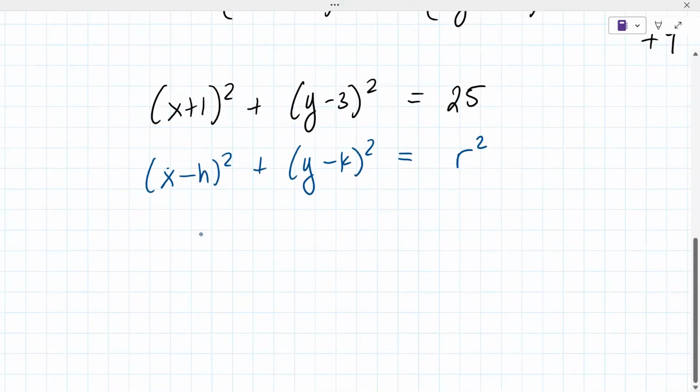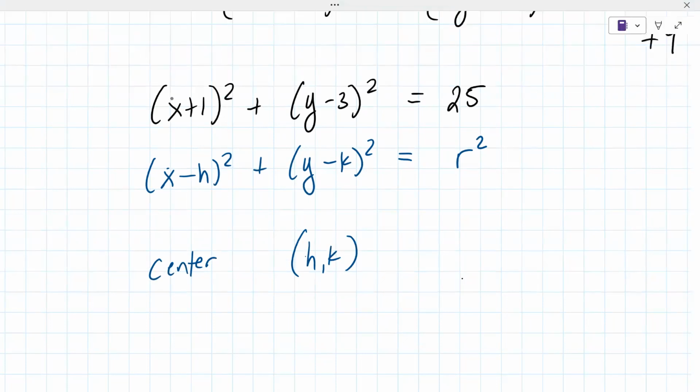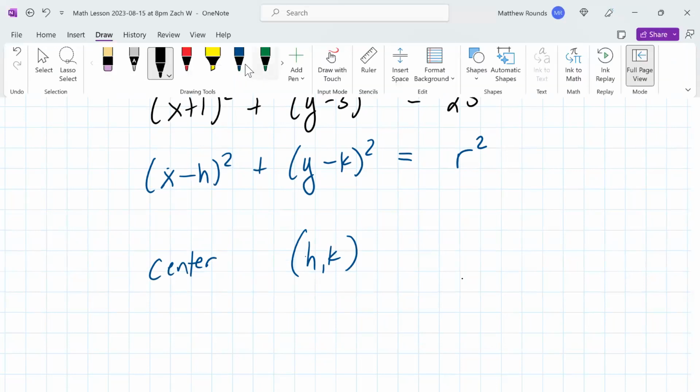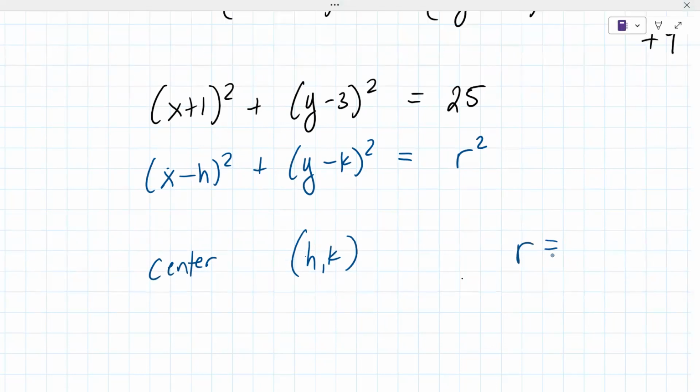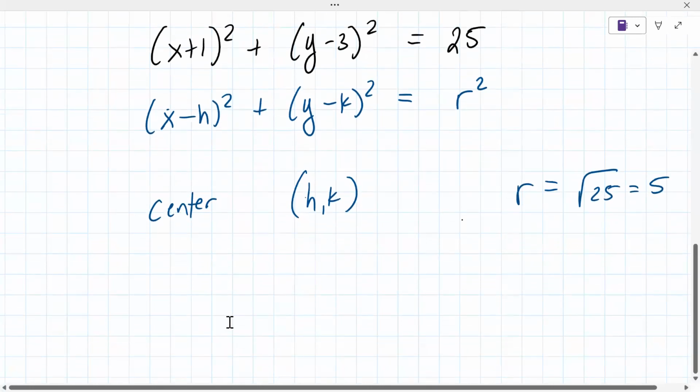So your center is h comma k. Oh right, yeah, center is H and K, it's not X and Y. The radius is the square root of 25, so it'd be 5 in that case. Radius, square root of 25 equals 5. And then if it's H and K, I guess it would be -1 and -3 for the center.